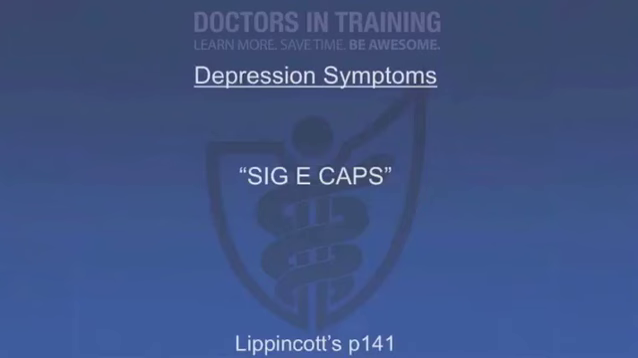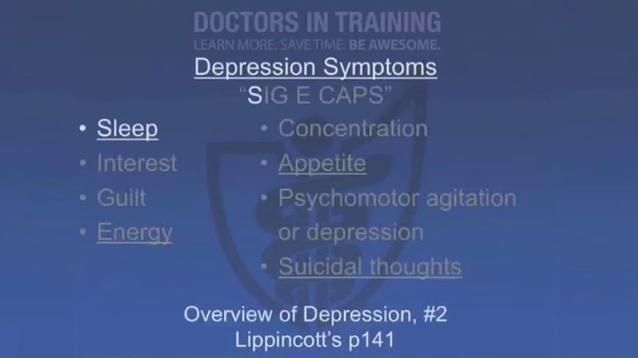The symptoms of depression can be easily remembered with the mnemonic SIG-E caps. S stands for sleep, I, interest, G is guilt, E, energy, C, concentration, A, appetite, P, psychomotor agitation or depression, and the second S is suicidal thoughts.